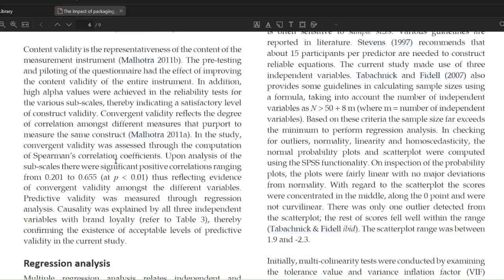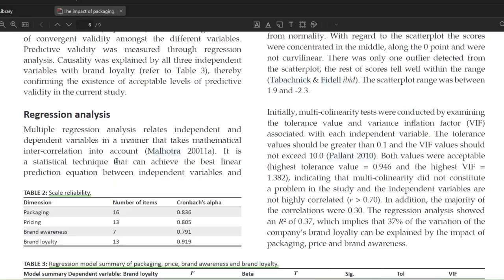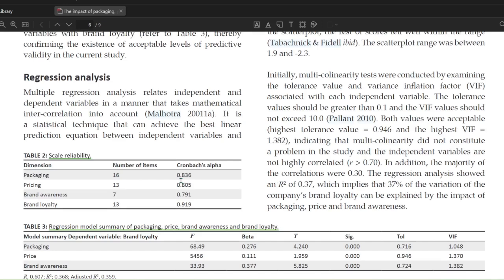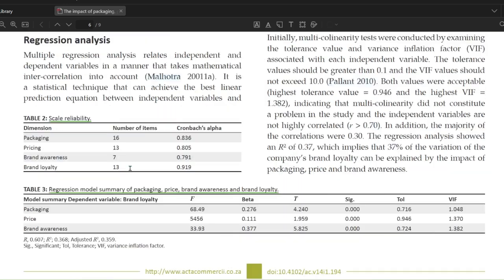If we come here, we can see a Cronbach alpha value. If the Cronbach alpha value is above 0.7, then it's acceptable. So we can say that their questions were reliable, and their question items for every construct are written here. For packaging, it was 16, and others are also written here. And also, the regression model summary is here at significant level.